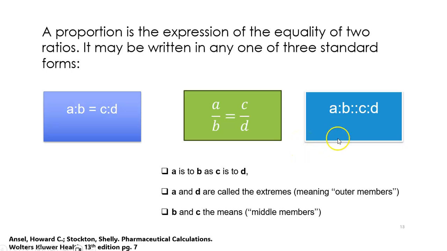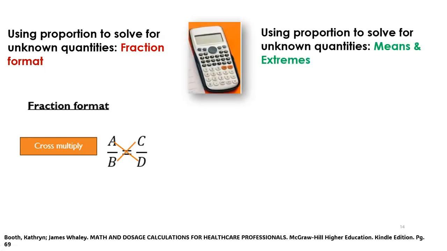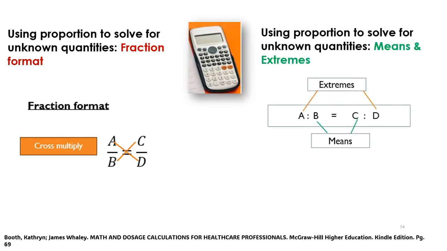The means are the middle, B and C, and the extremes are A and D. When you see the subsequent slide coming, you'll recognize it works out to be the same as the common fraction expression that we're used to. So with the fraction expression for proportion, A over B is equal to C over D. You cross multiply and you make the unknown the subject. Whereas for means and extremes, you multiply the means and you multiply the extremes.